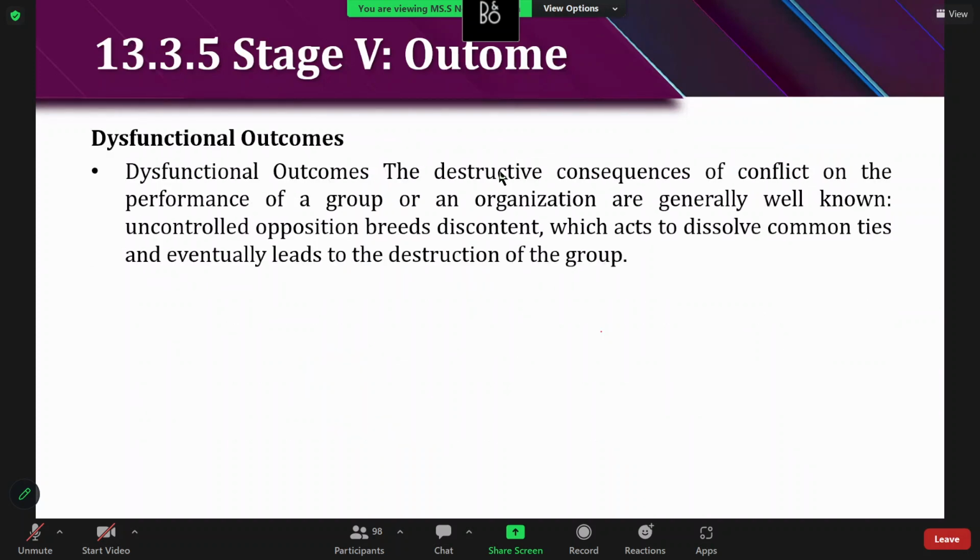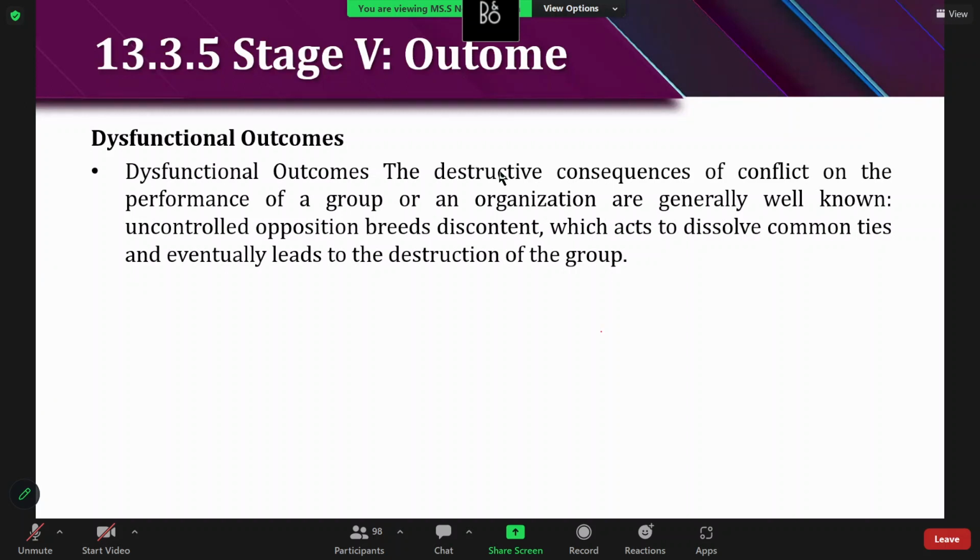And if the conflict leads to destructive consequences for performance, uncontrolled opposition, acts to destroy common ties, and eventually leads to the destruction of the group. Sometimes the group may not be able to exist thereafter because of the result of this conflict. The people are not in a position, they are not ready to be a part of this group. So in such cases, because of this highly destructive conflict or destructive outcome, we may need the group to dissolve. So that might be the dysfunctional outcome arising as a result of this conflict. So this is the conflict process.